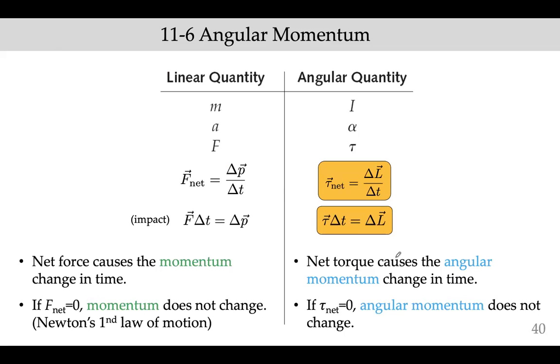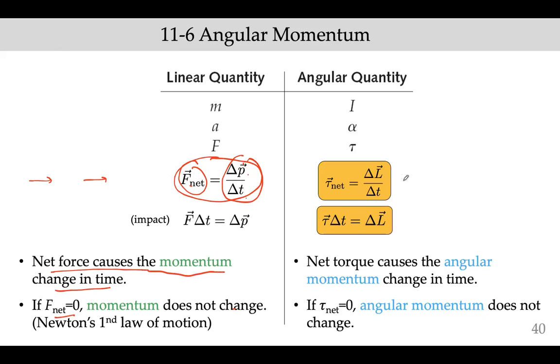Again, let's remember this table, now that we are adding 2 more terms to the analogies. First of all, the net force. We learned in the previous videos that this equation means net force causes the momentum to change in time. So if there's a net force, the momentum will change in time. If net force is 0, momentum does not change. If this is 0, then the change in momentum is 0. It doesn't mean momentum is 0. Maybe there's some momentum and it will continue with that momentum. But the change in momentum with respect to time will be 0 if F net is 0.